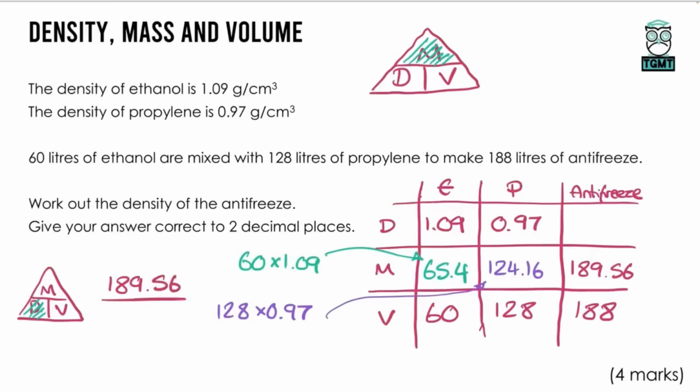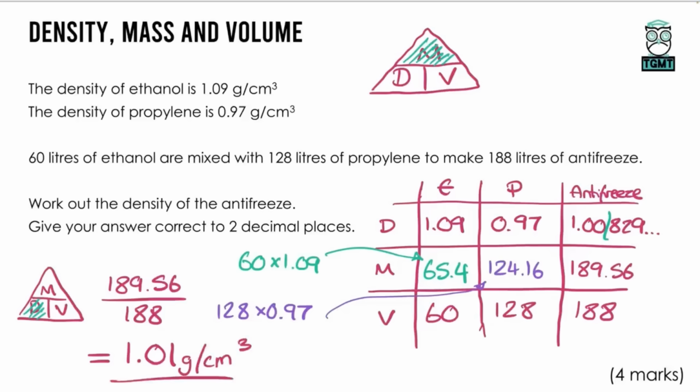189.56 divided by the 188. We'll just type that in on the calculator, and that gives us a final answer here, which comes out as 1.00829. There's a lot of decimals here, but it does want my answer to 2 decimal places. So if we chop it after the 0, that is going to round to 2 decimal places as 1.01, and that'll be in grams per centimetre cubed. And there we go, there is our density question where we had a mixture involved.